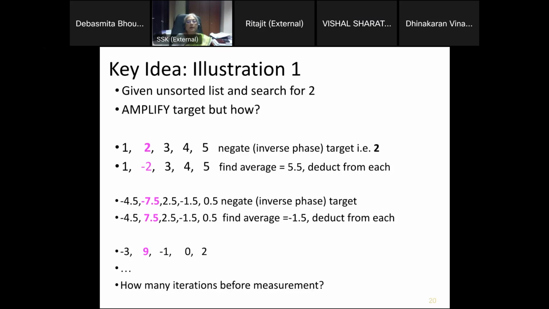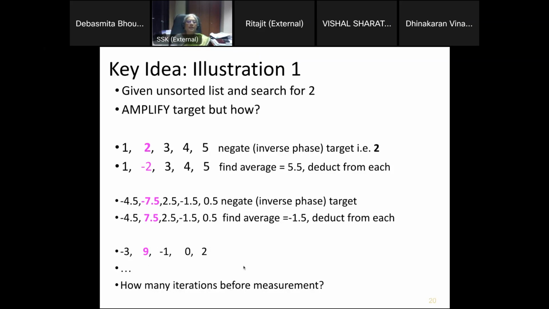Remember, we are in a quantum system. Ultimately, we make a measurement, and even though we have all the values present, we will get only one of the values. It collapses to one of the basis states, the pure states, possible states. So we are trying to increase the probability of the state corresponding to the correct answer. That is always the key idea behind designing any quantum algorithm.